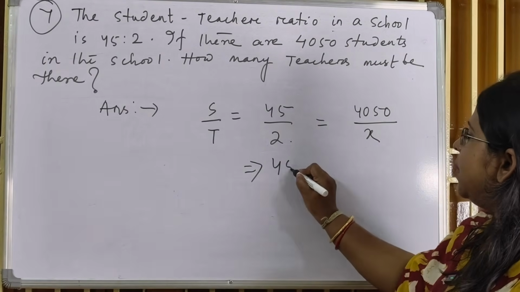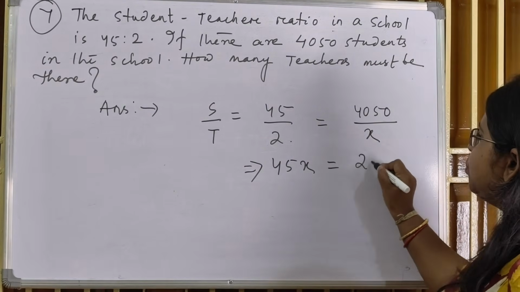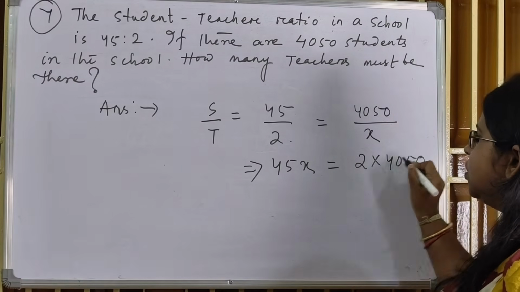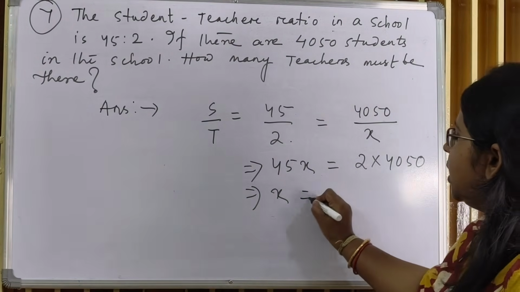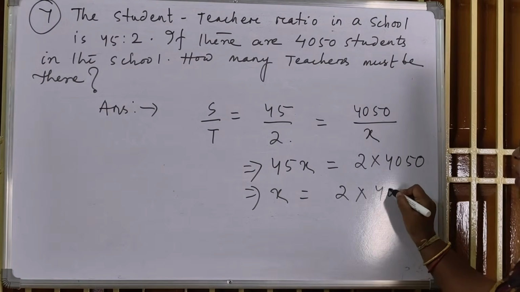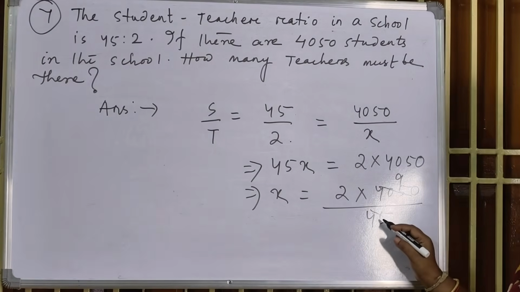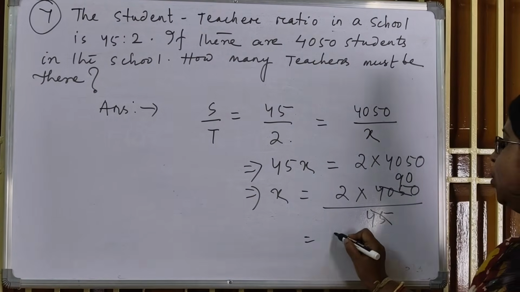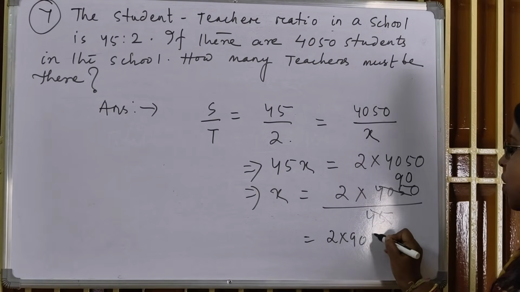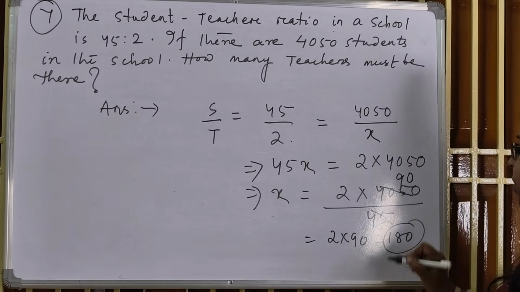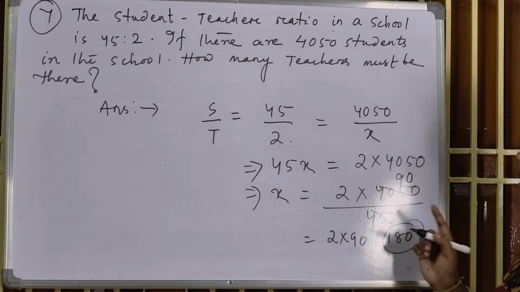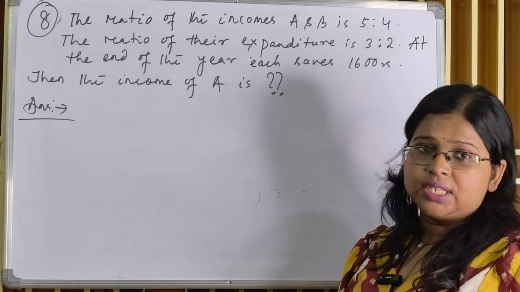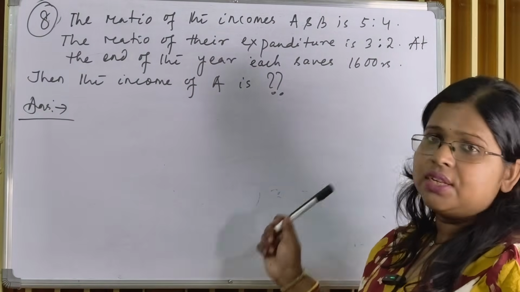Now cross multiply: 45x equals 2 into 4050. Now x equals, here it has multiplied and it would be divided here. So if we cut 45 into 4050, the answer would be 90. Now 2 into 90 is 180. So that means 180 teachers are there in the school. It is an interesting question which is in front of you all.